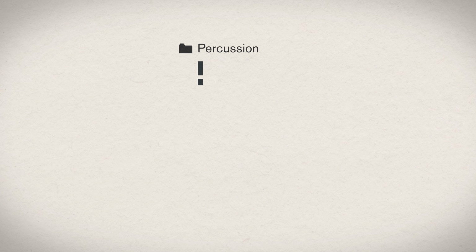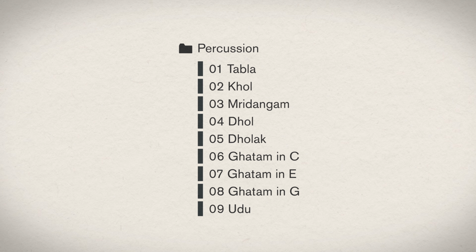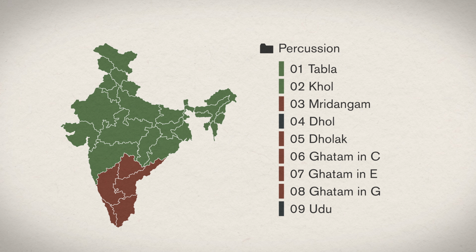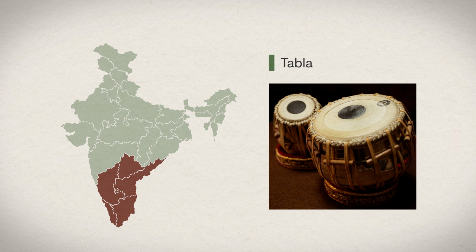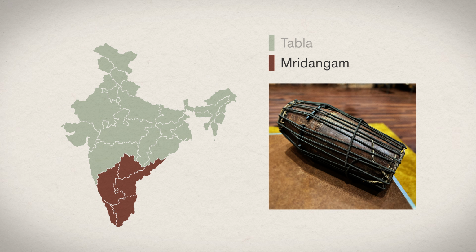Let's look at some percussion. As well as each having their own system of mnemonic syllables for each sound of a drum, Indian percussion instruments can also be loosely organized into northern and southern usage. For example, in the north, Hindustani music uses the tabla, and the Carnatic music in the south uses the mridangam. You're unlikely to ever hear the two playing together, as each are the primary percussion instruments of their style.